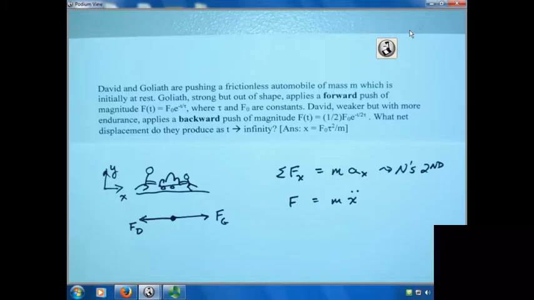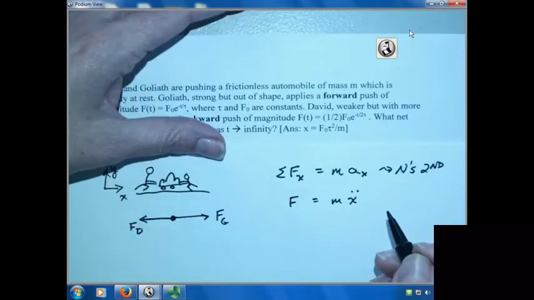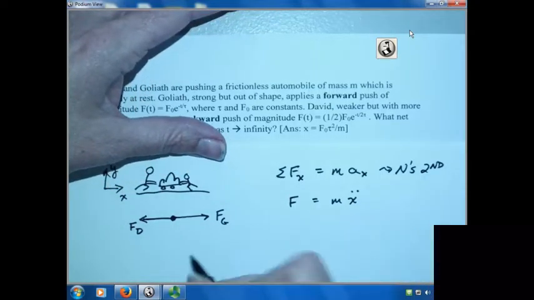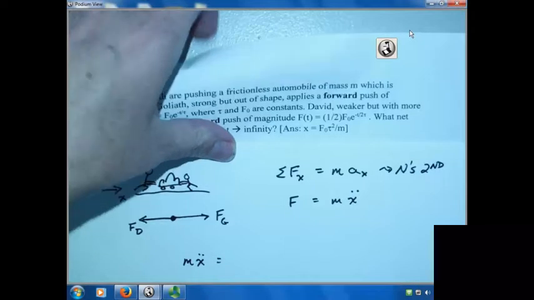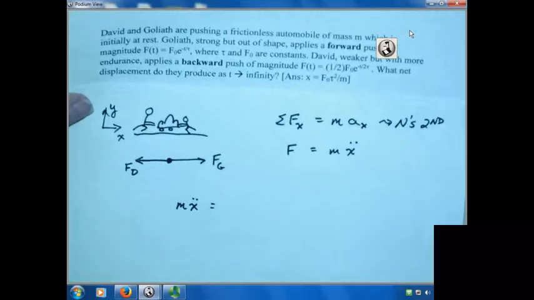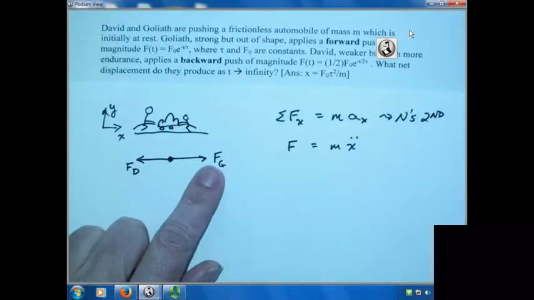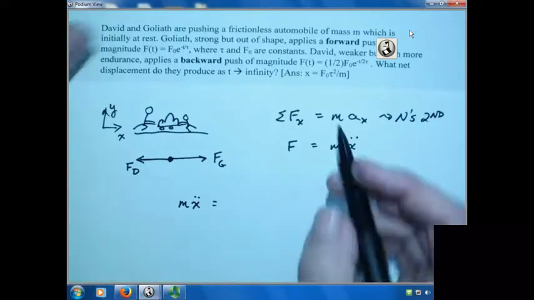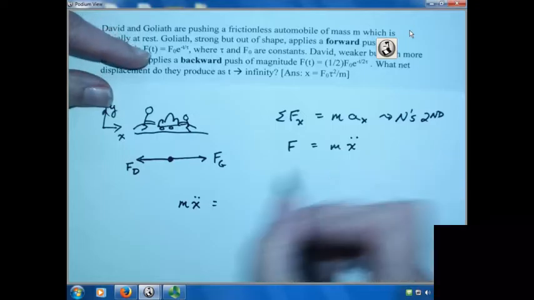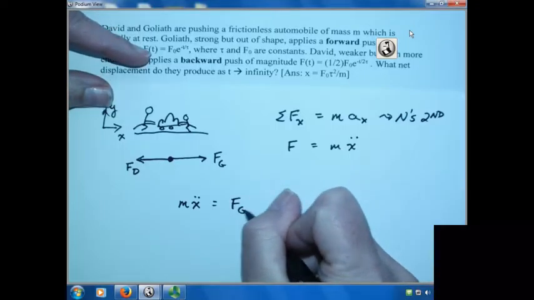Okay. So now I'm ready. I'm going to flip this just for grins because I want to be able to plug in. My force will be the longer term, so I want it on the right-hand side. So I'm going to have m x double dot is equal to the net force. Well, the net force here, I need the net x component of force. So I'm going to have Goliath's force minus David's force. You guys agree with that? Okay. So I need to make that substitution. I'll go ahead and write it out in symbols first.